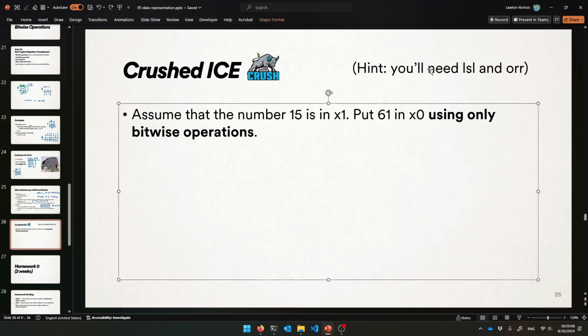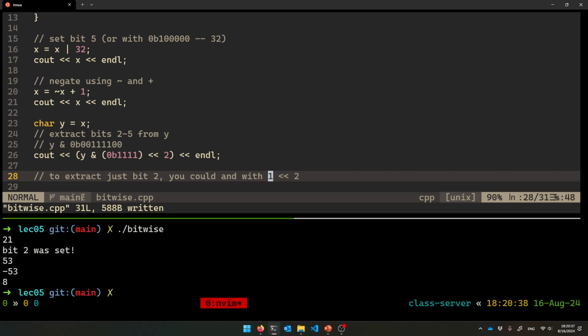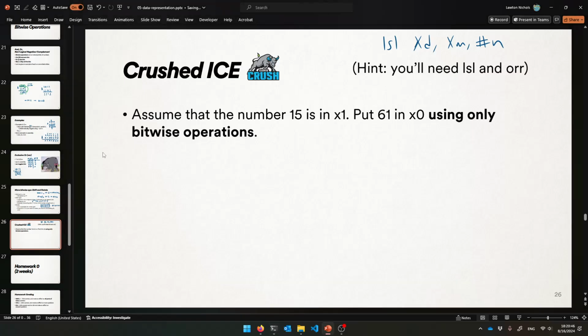The way that LSL works is you say, I'd like to logically shift left a number in a register. I want to put the answer here, so like xd, that's my destination register. I want to use this register, and I want to shift it left by this amount, n. I hope that makes sense. That's how you use LSL. And then OR I showed you already. OR is the destination and the 2 registers you want to OR together. You could technically OR with an immediate right here as well. So yeah, how do you do it? See if you can figure it out.